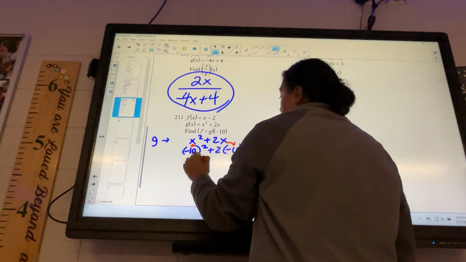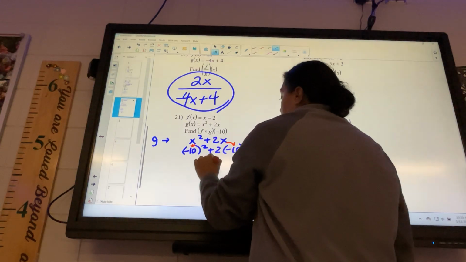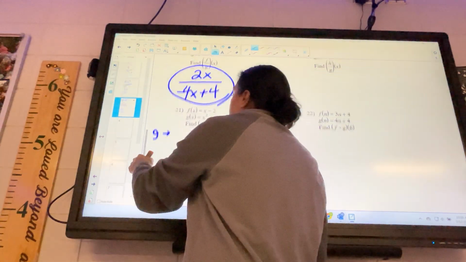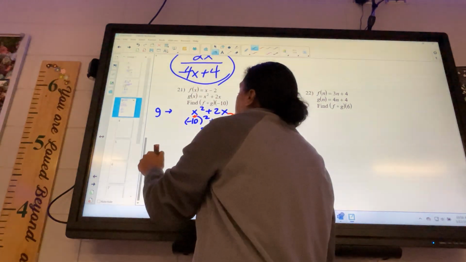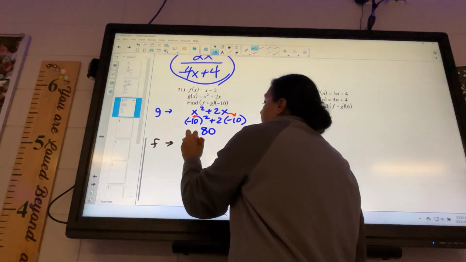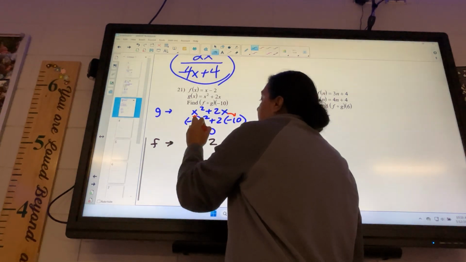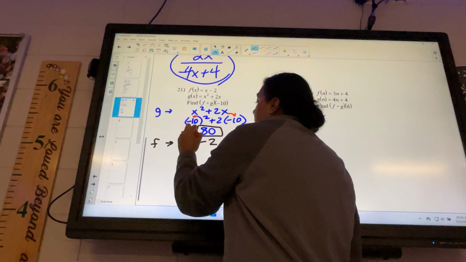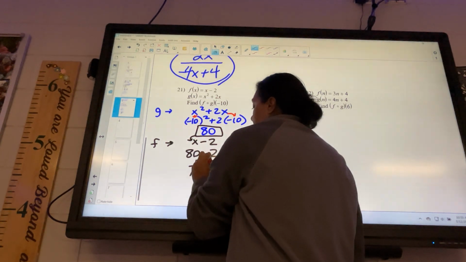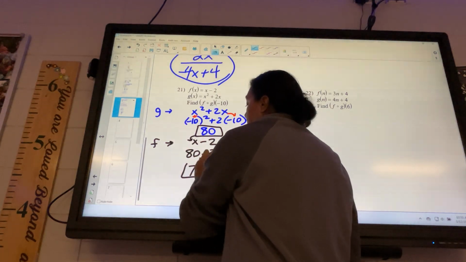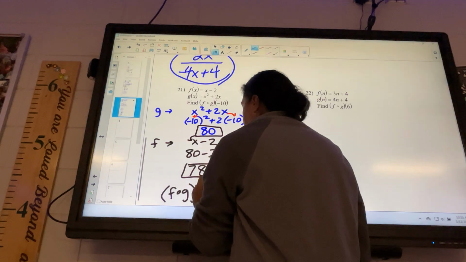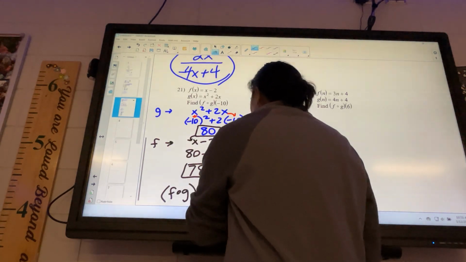What do you get? 80. Okay, and then we use what comes after the G? The F. Okay, and what is my F function? X minus 2. And so we use this 80 that we have now, and that's going to get plugged in there. So it's going to be 80 minus 2, which is going to be 78. Okay, and so we say F of G of negative 10 equals 78.